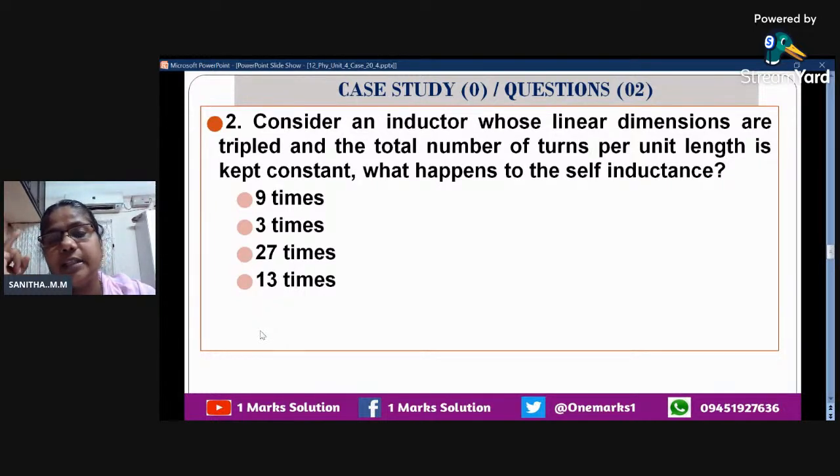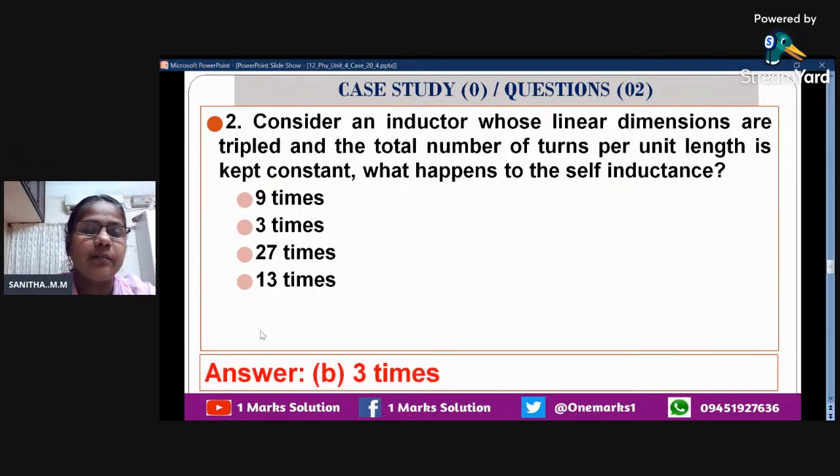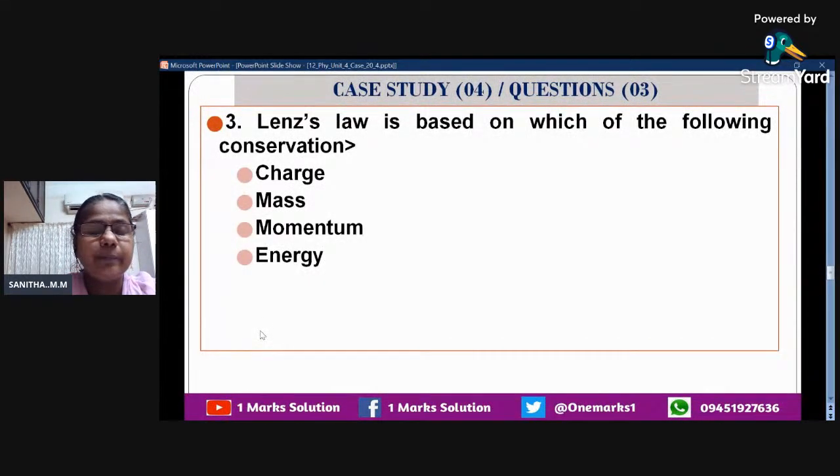Which are the things? Mu 0 remains constant. N, the number of turns per unit length, remains constant. Area also remains constant. So what will happen? The answer will be linear. If the length is increasing, the inductance is also increasing. Tripled means 3 times, so the answer will be 3 times. The answer is B.